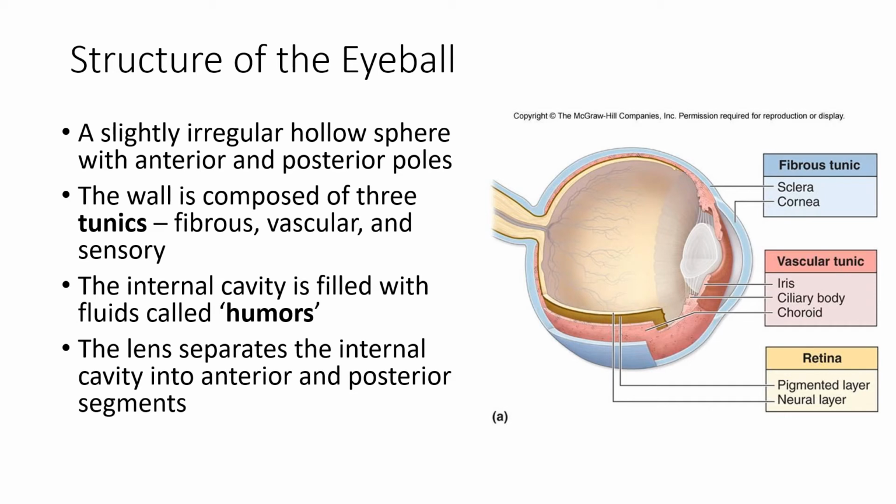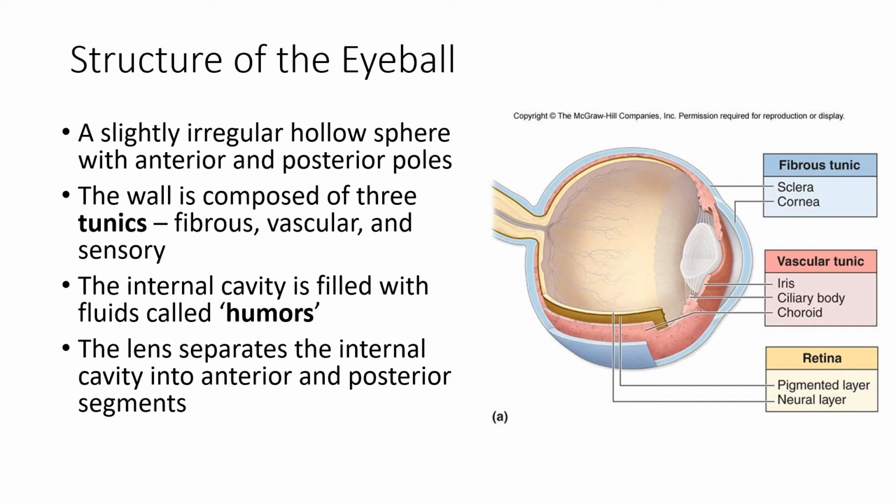It's comprised of three layers, three different functional layers known as tunics. So think of a tunic as an item of clothing. It's a layer that surrounds something. We've got the fibrous tunic, which is the outermost layer. And as the name suggests, it consists of some rather tough fibers that are structural and help support the shape of the eye.